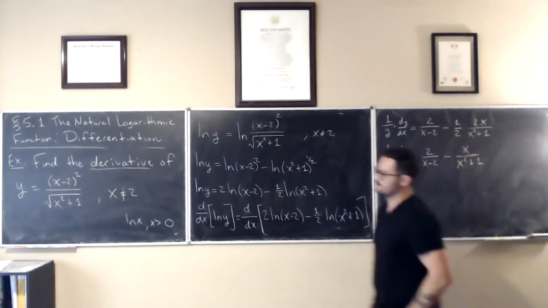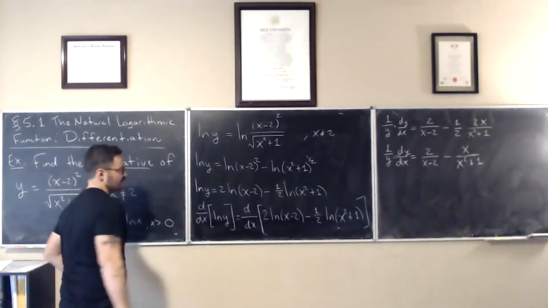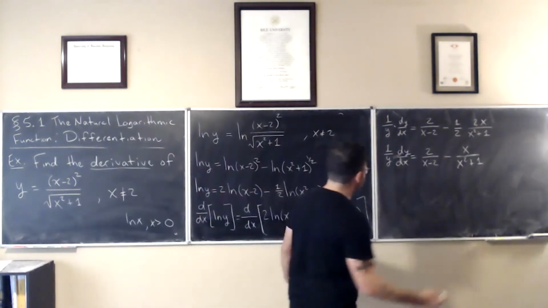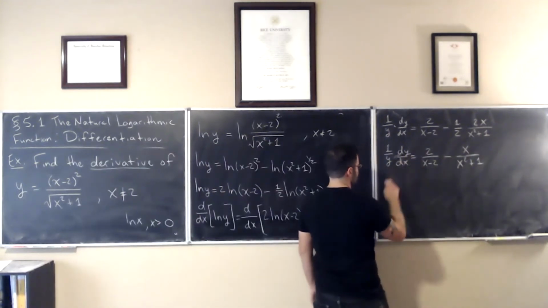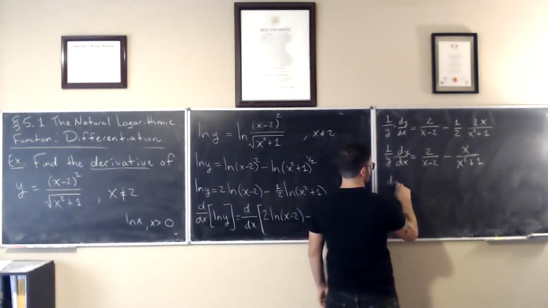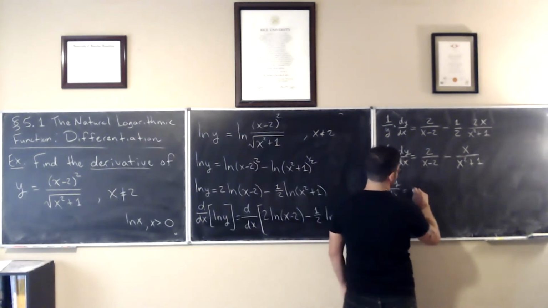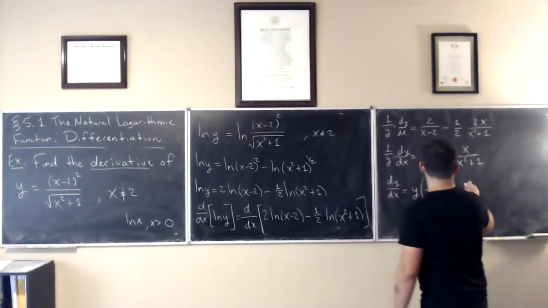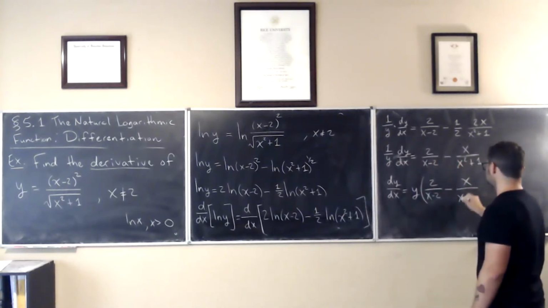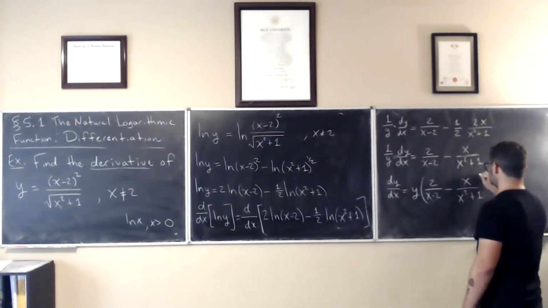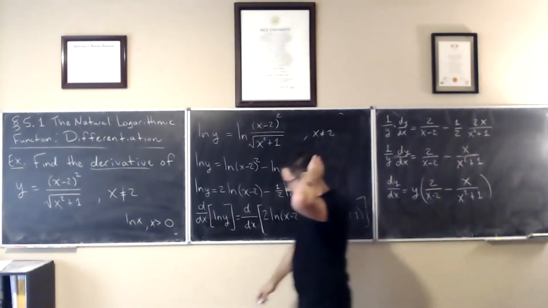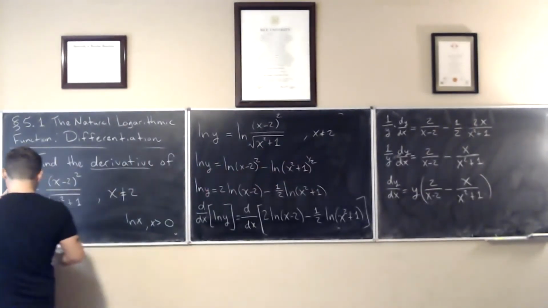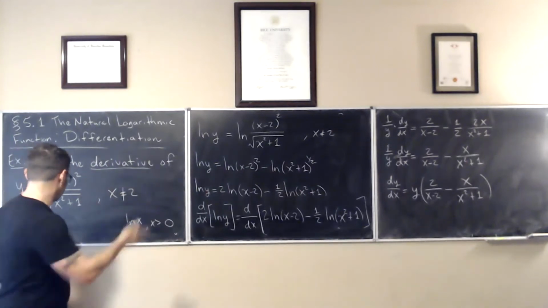But again, we're searching for the derivative, and we're using implicit differentiation. We just multiply both sides by y, and then we finally get that dy/dx is equal to y times all this stuff. Okay, so that's it.